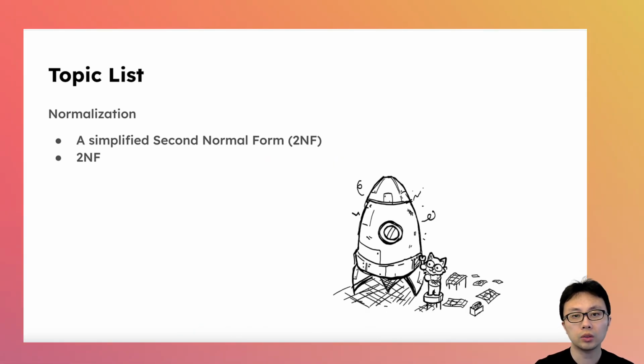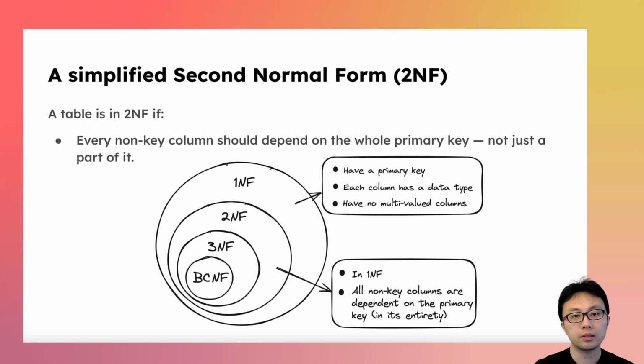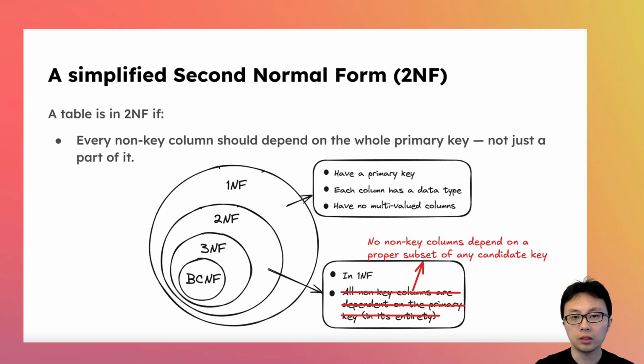Now you have a good understanding of the simplified version of the second normal form. It's time for us to learn about the full version, or say the real thing. In the simplified version, we laser focused on the relationship between a non-key column and a part of the primary key. But the full version is actually a bit broader.